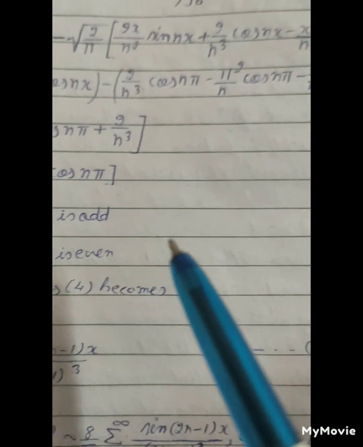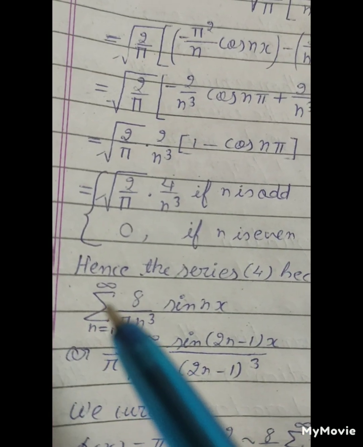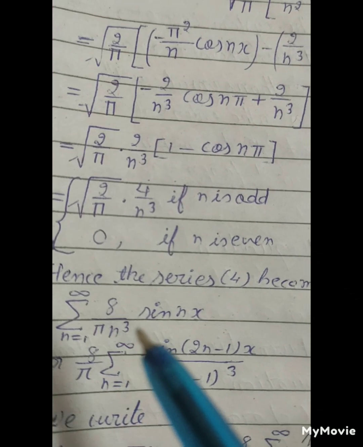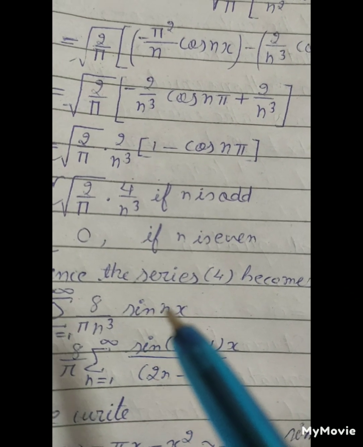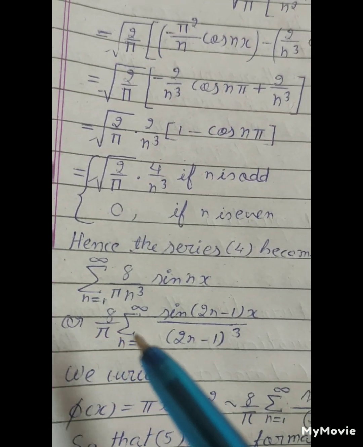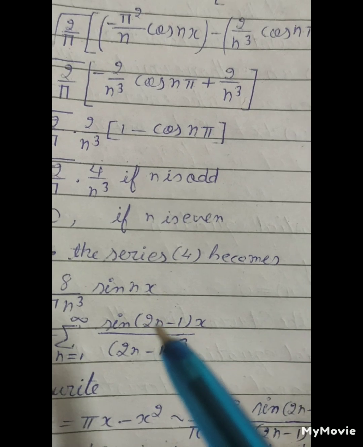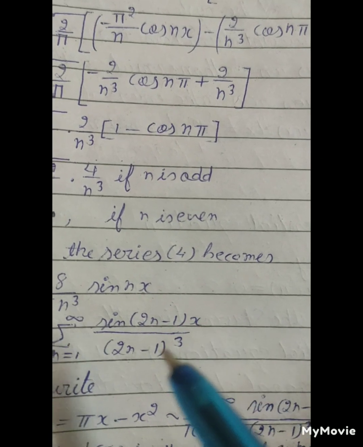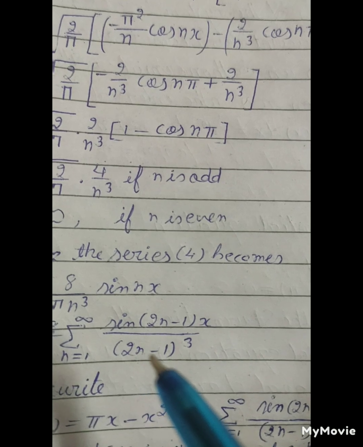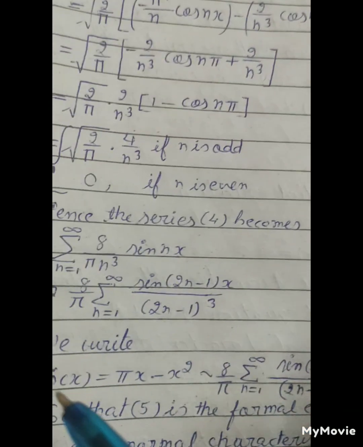Hence the series becomes the sum for n varying from 1 to infinity of 8 upon pi into n cube into sin nx, or 8 upon pi, the sum for n varying from 1 to infinity of sin (2n minus 1) x upon (2n minus 1) cube. This is equation 5.